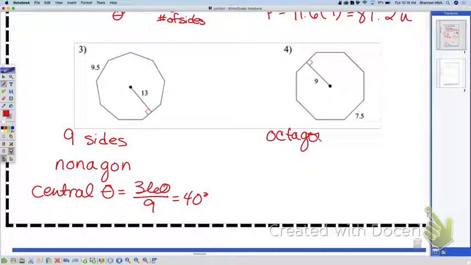Okay. Do we need to keep doing anything else on those ones? I do want to do a triangle. Hang on, scroll up a little bit. I want to see something. When you're finding perimeter, like on 3, what would you do? 9.5 times 9? Yes. Okay. Yep.